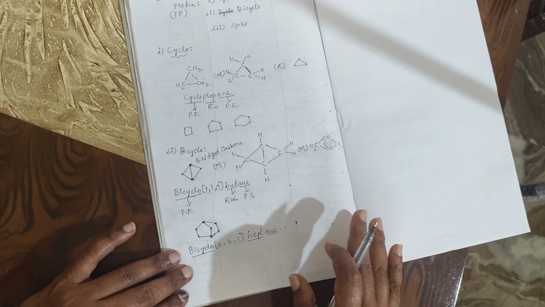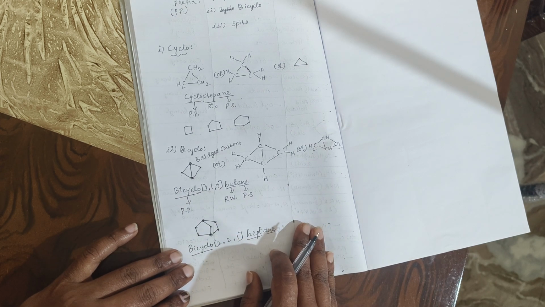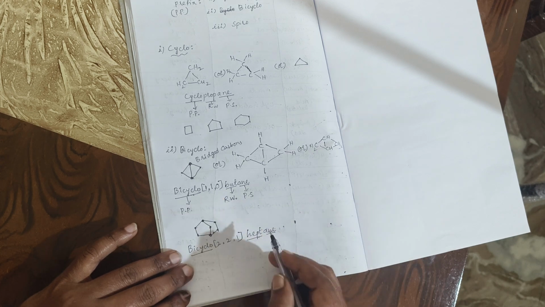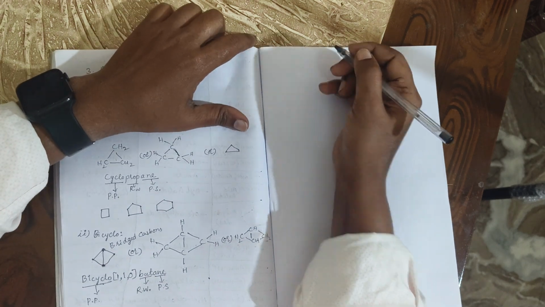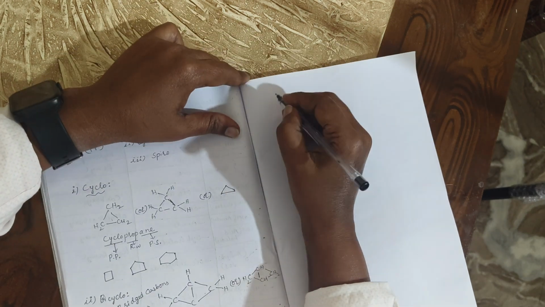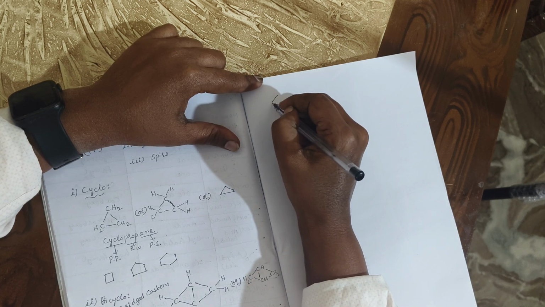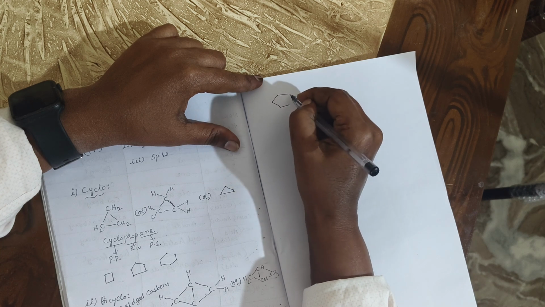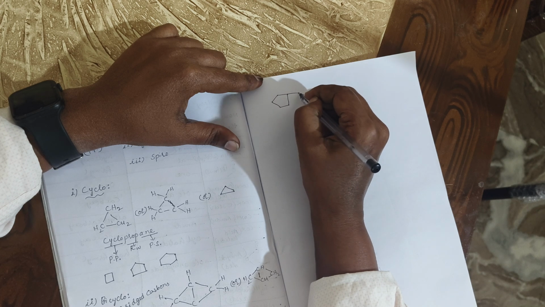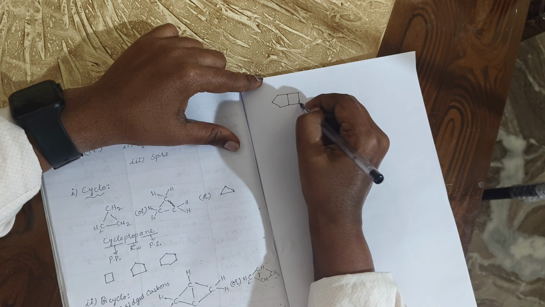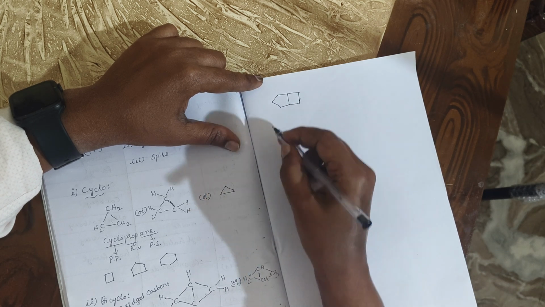If different numbers of carbons are there, how to write the name? We'll go through that. Just look at this. Now, if you take this compound, what is the name?